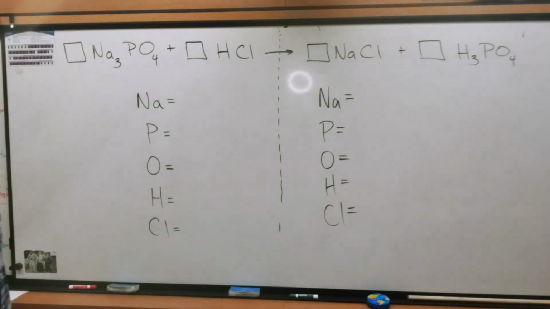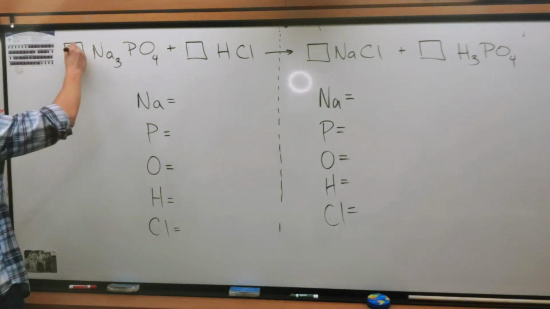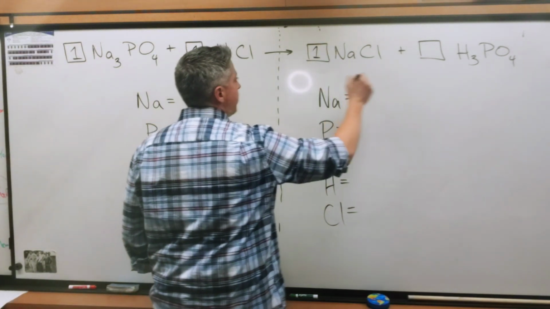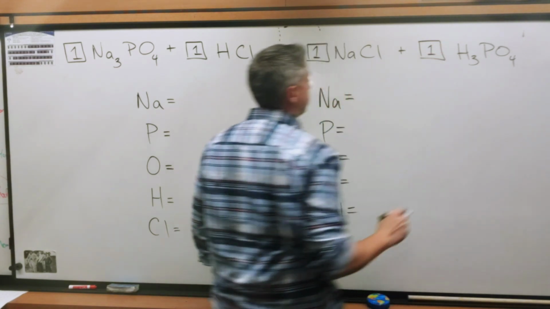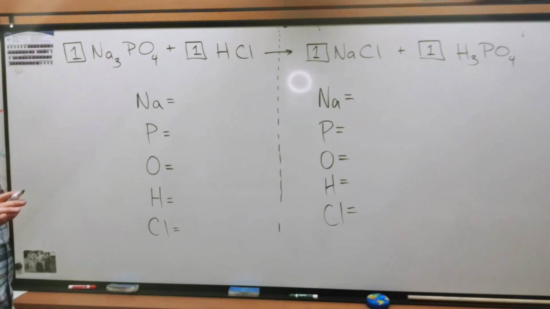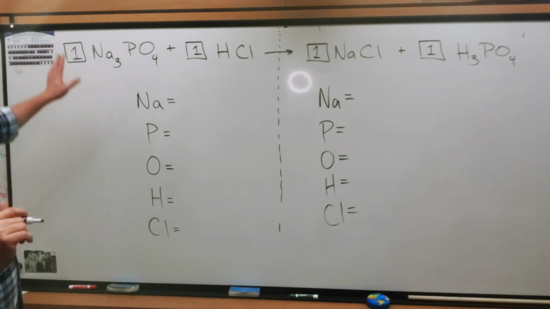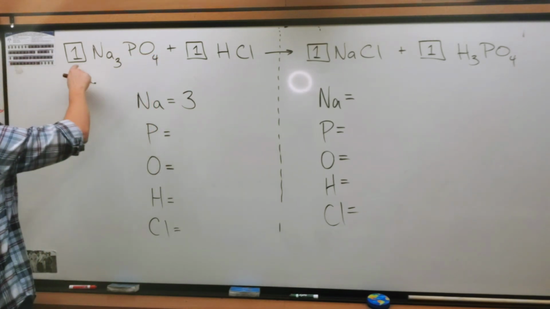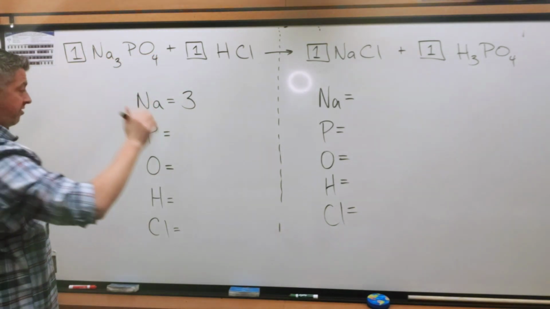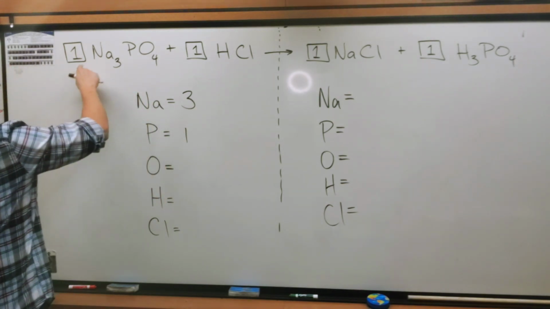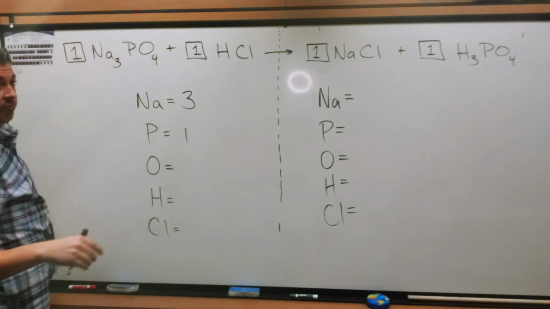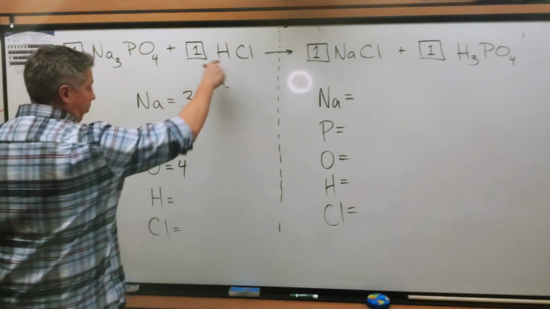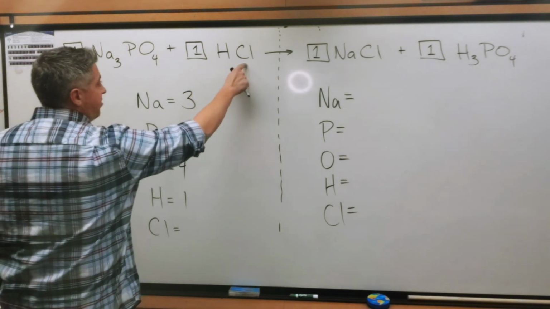Okay. Like we did before, we're going to put numbers in every box. We're going to put the lowest number that's not 0, which is the number 1. So I'm going to put a number 1 here, and a number 1 right here. All right, now let's take a count. Na3, that means there's 3 sodium, 3 Na. 1 times P, that's just 1 P. So I'm going to put 1. 1 times 4 O's, because O4 means there's 4 oxygen, so we can put 4. 1 times 1H would be 1. 1 times 1Cl would be 1.